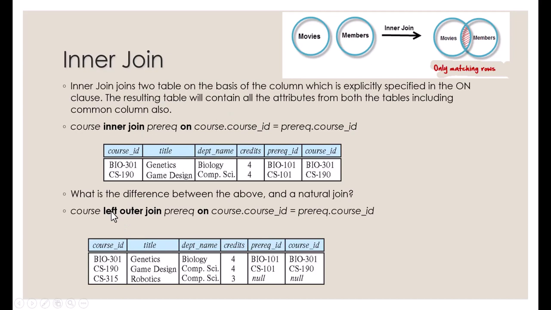And then left outer join, we just went over that. Left outer join will return all the rows from course, whether there is a match in prereq or not. So this last row, even though it doesn't appear in the prereq table, will still be returned.